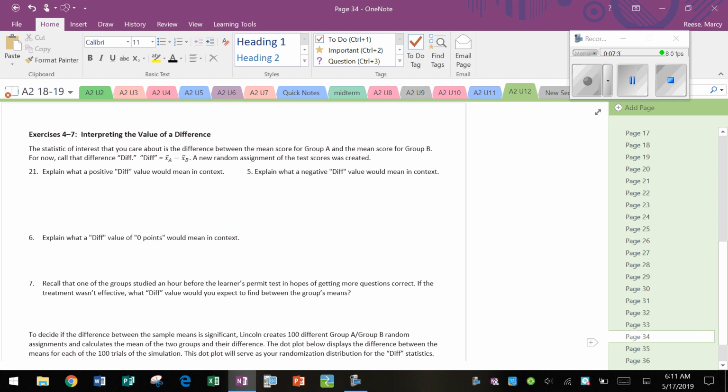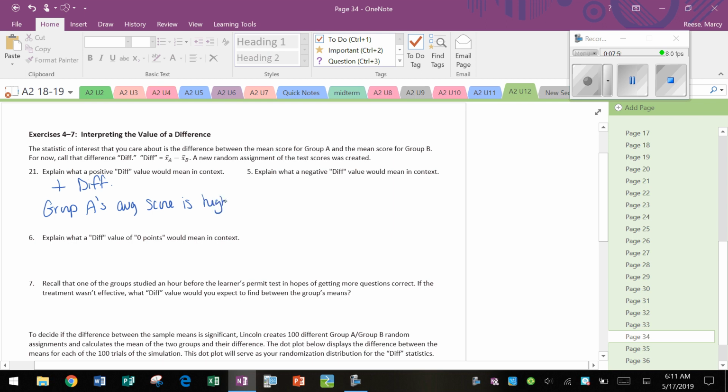Not hard here, guys. A positive diff, for our example, means, because it's positive, group A's average score is higher than group B's score.